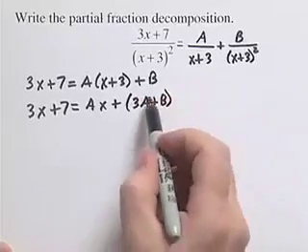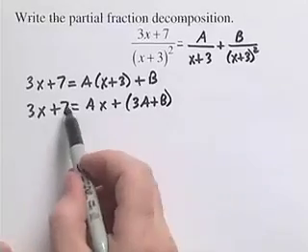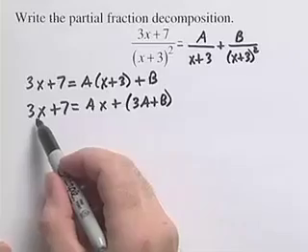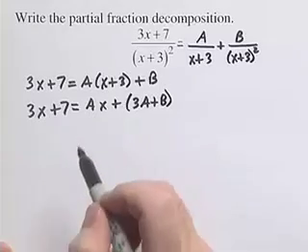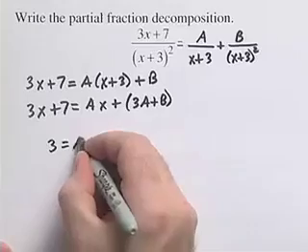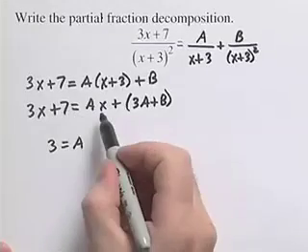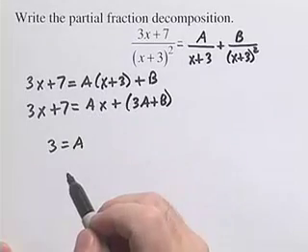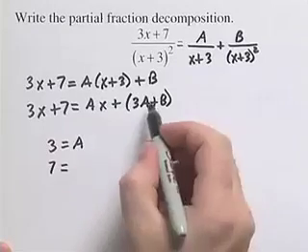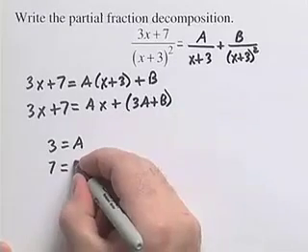because that's going to be a constant. So here we have an x term and a constant term, and we also have an x term and a constant term on the other side. This is an identity, so what we're going to do is equate the coefficients from both sides. So we'll have 3 is equal to A, because 3 is the coefficient on x here, and it's the coefficient on x on this side. The constant on the left is 7, and our constant on the right is 3A plus B.